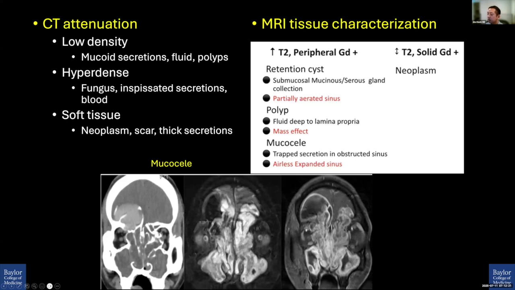Here is an example of a mucocele, and you can see that there's complete opacification of that right frontal sinus. You can see the bony remodeling on the CT. And on CT it has hyperdense contents. This is reflective of inspissated secretions, and we can see the signal void on the T2 MRI, and on the post-contrast MRI, we can see that there's thin peripheral enhancement.